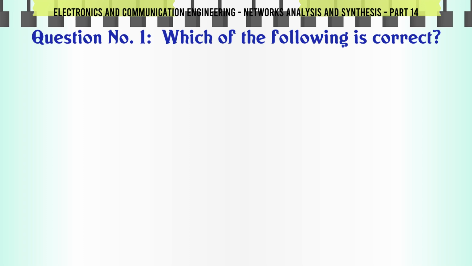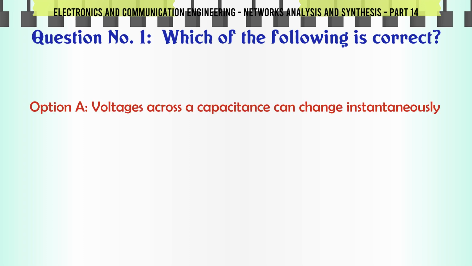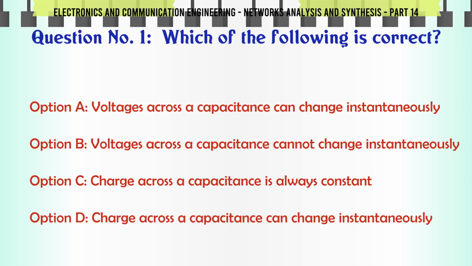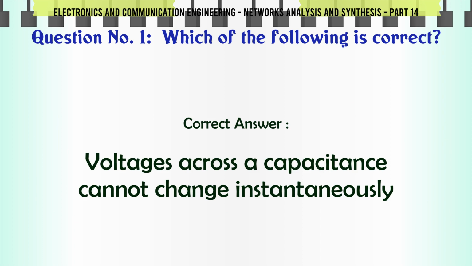Which of the following is correct? A. Voltages across a capacitance can change instantaneously. B. Voltages across a capacitance cannot change instantaneously. C. Charge across a capacitance is always constant. D. Charge across a capacitance can change instantaneously. The correct answer is voltages across a capacitance cannot change instantaneously.